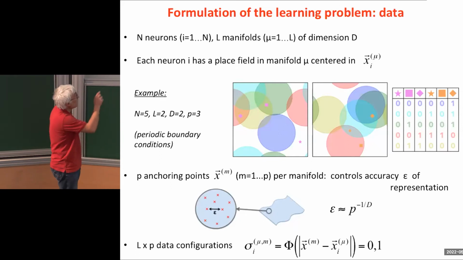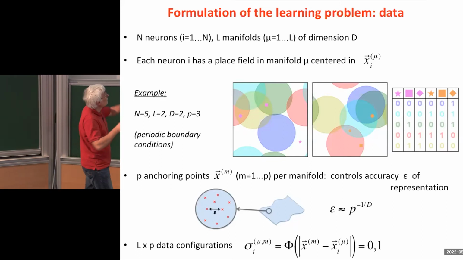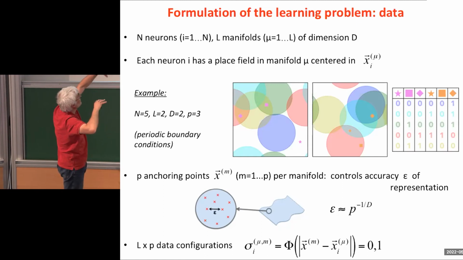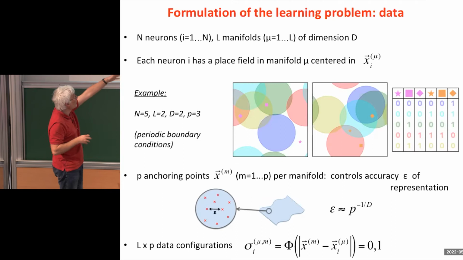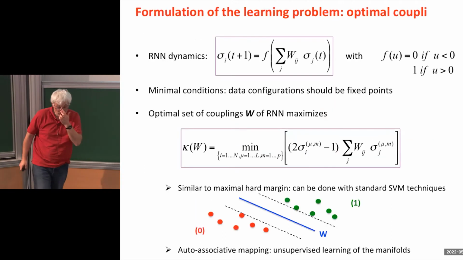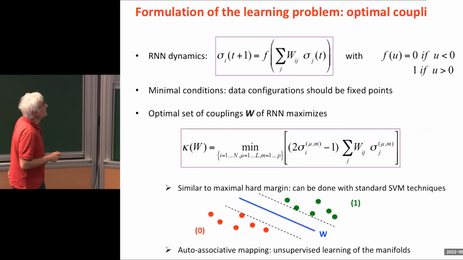So this is how I do it exactly, and I draw randomly the centers of the place fields. The diameter is fixed. I draw randomly the p points in each manifold, so I create a certain number of configurations here, and then I would like to store these configurations in my network.